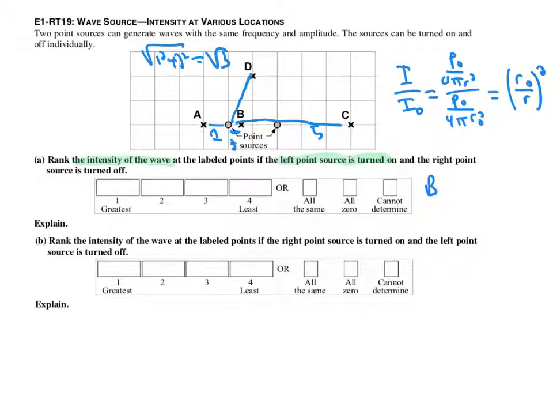So B is definitely the strongest. The next nearest is A. The nearest after that is D. And bringing up the rear, C is pretty far away, so the intensity will be relatively low.